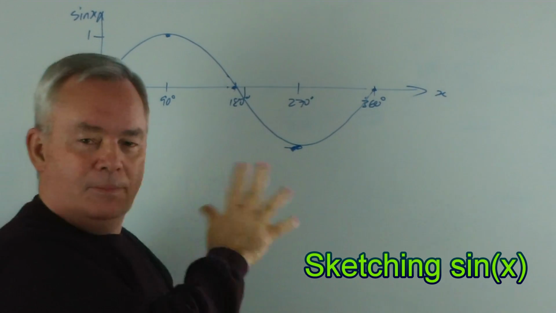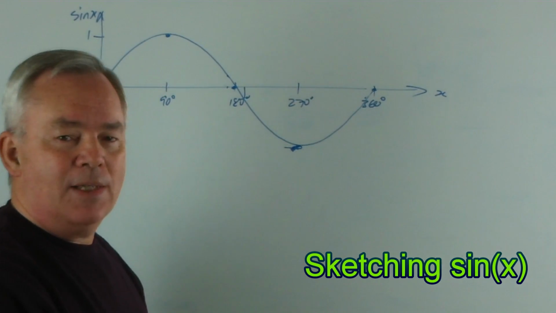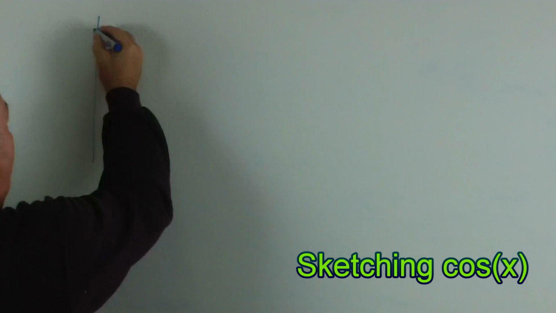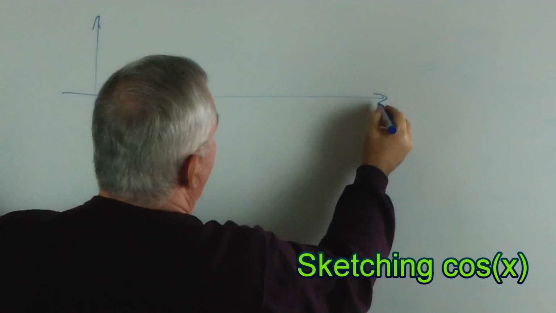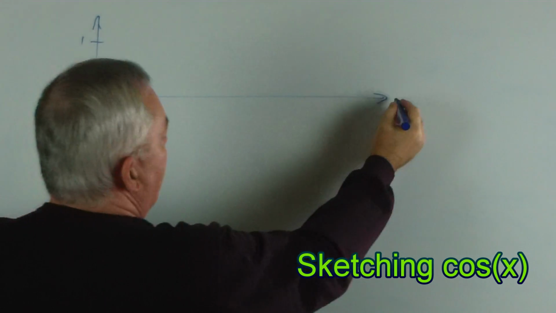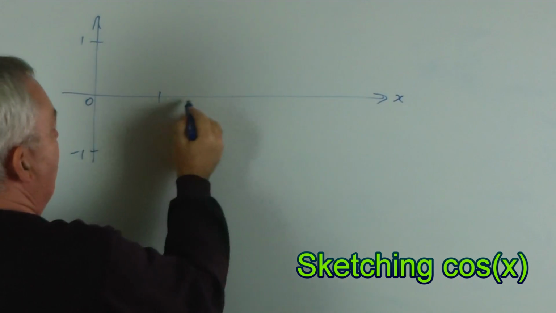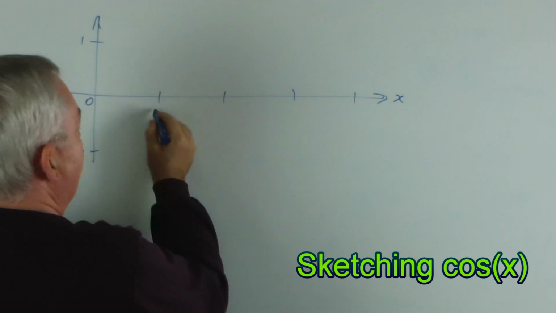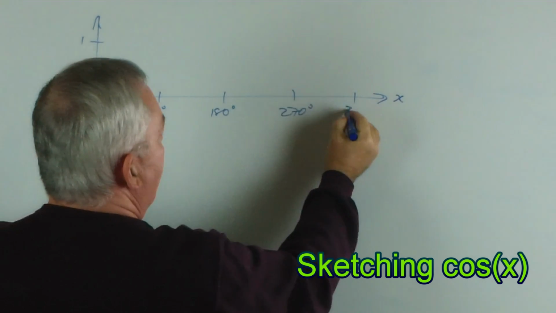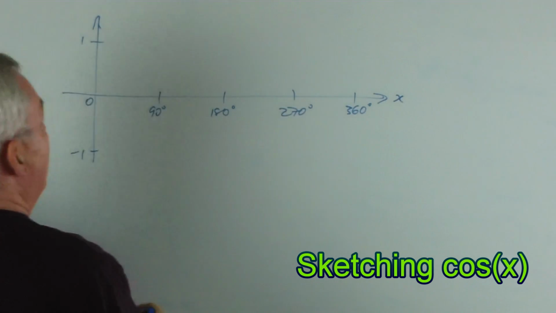Now I'm going to erase this and do the cosine curve next. So here's the cosine curve. Same vertical axis, same horizontal axis. From 1, 0 to -1. We'll call it x again, the variable. 1, 2, 3, 4 points. 90 degrees, 180 degrees, 270 degrees, 360 degrees.